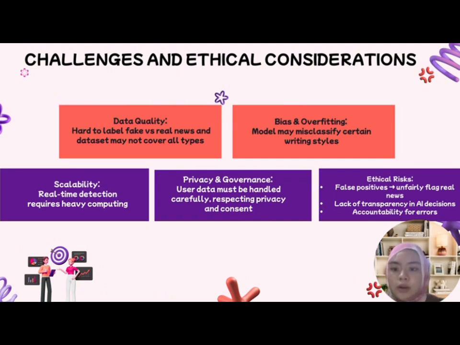Next, we have bias and overfitting. The model learns from the training data. So if the data is not balanced or diverse, the model may incorrectly classify certain writing styles. For example, posts with casual language or different grammar styles might be flagged as fake even if they are real.